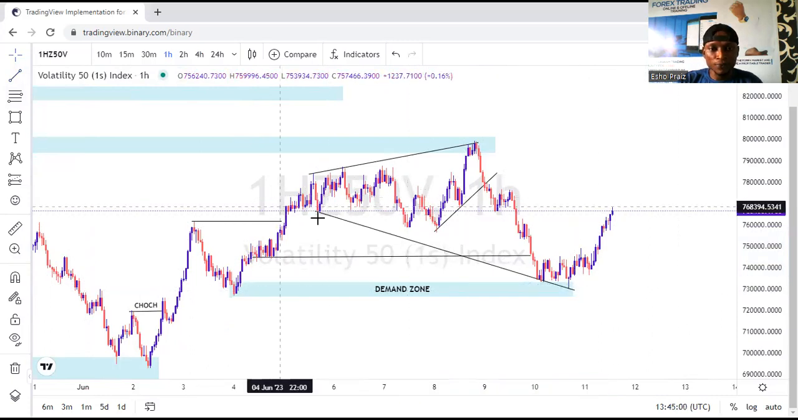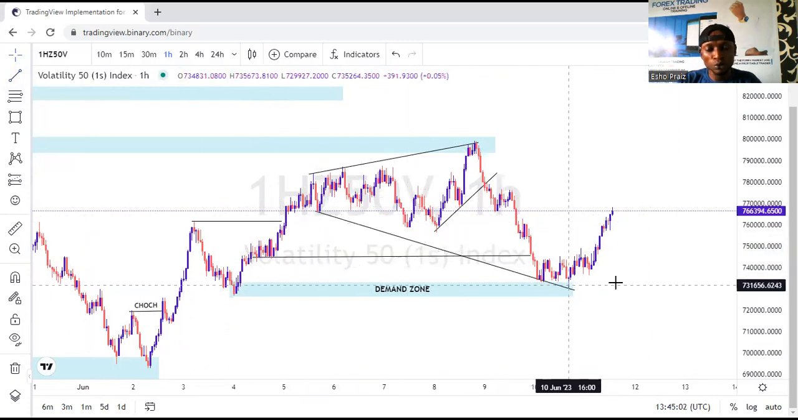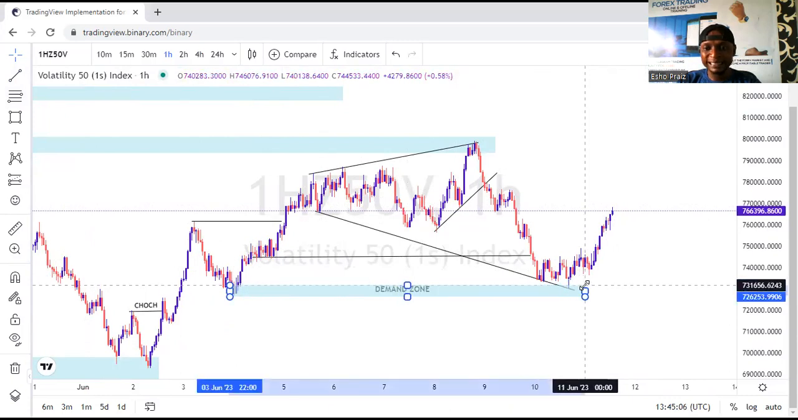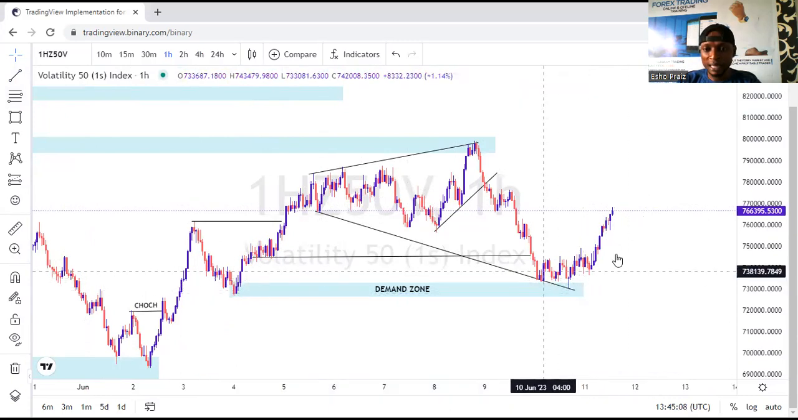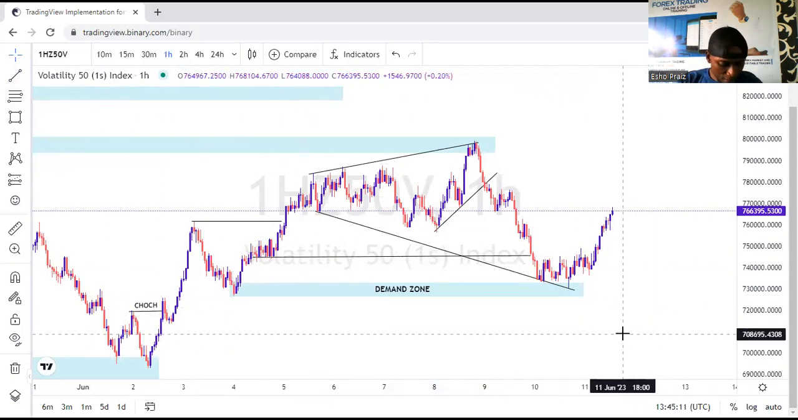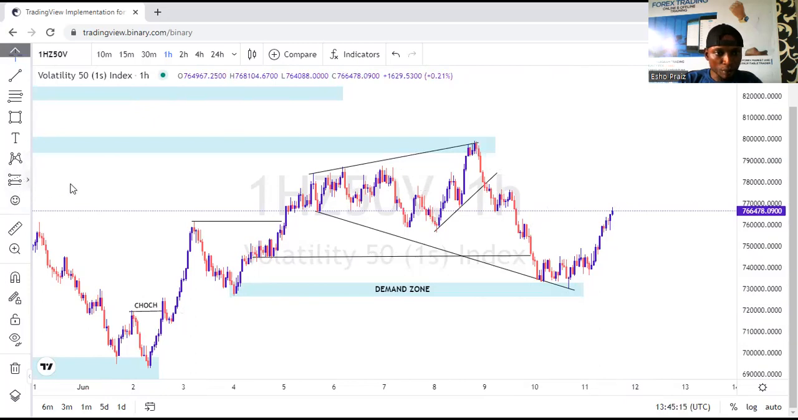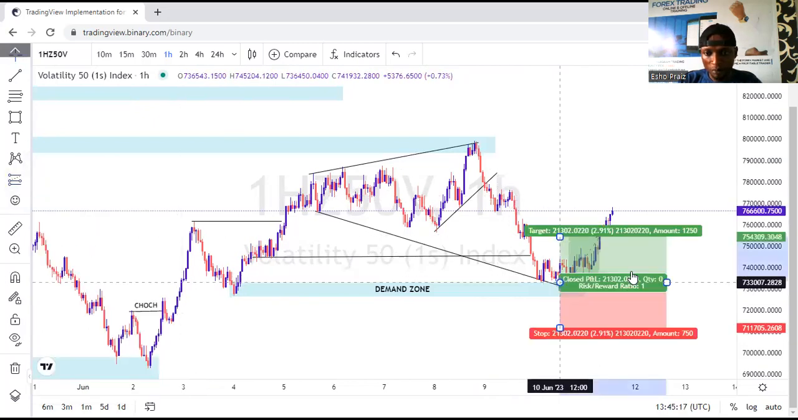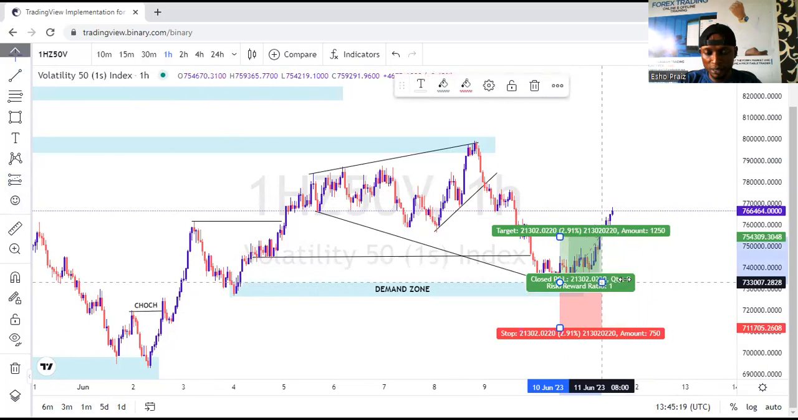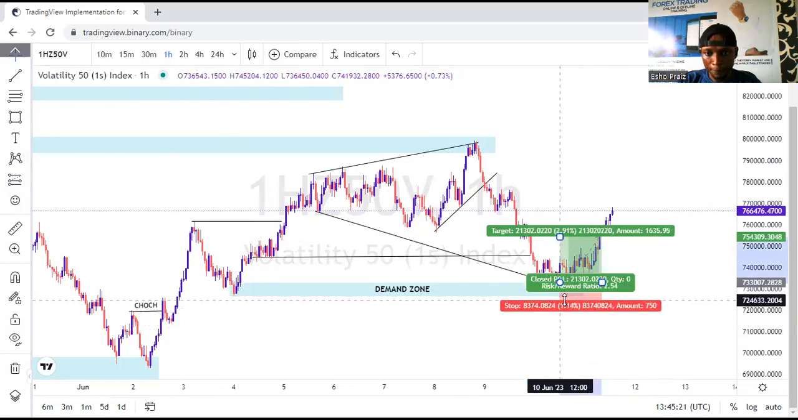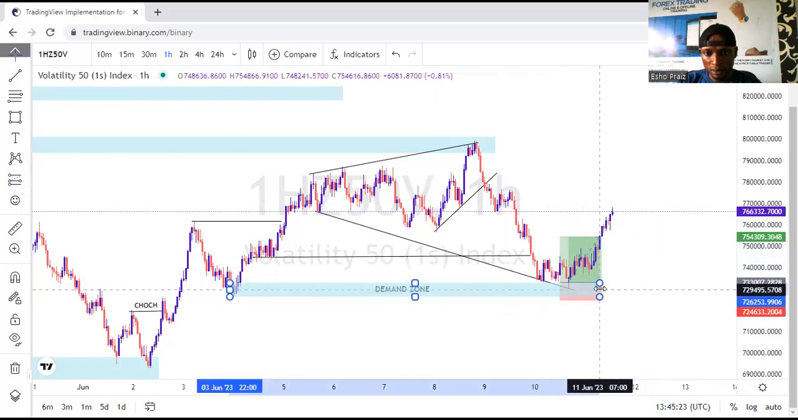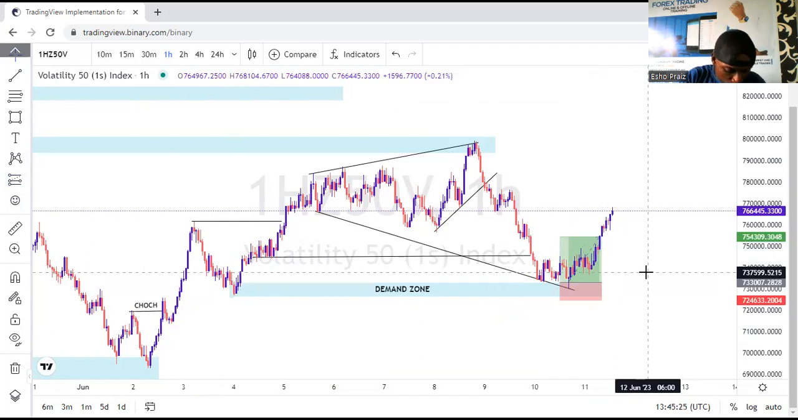You can see we have first touch, second touch, third touch. The market mitigated it and did what? It started pushing up. After that, I bought the market from this place. From this place, I bought the market from here. Let me show you.